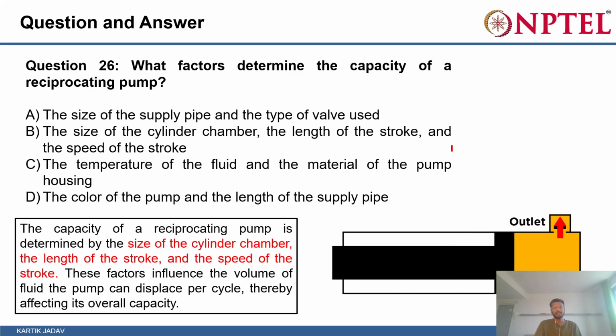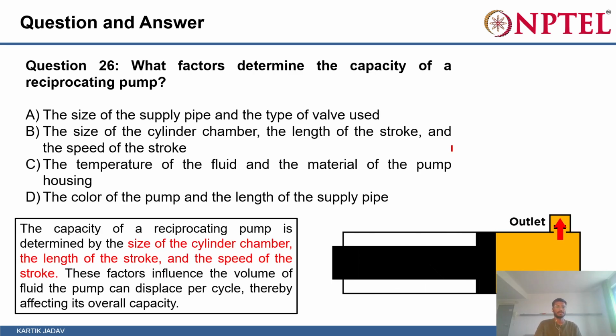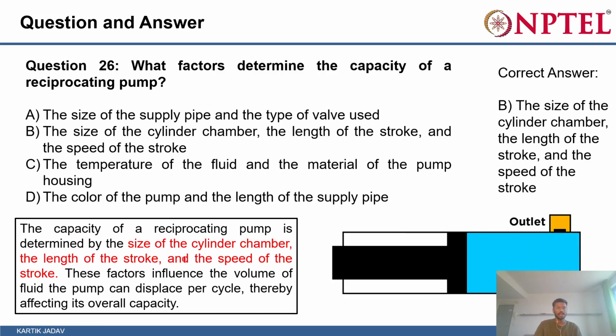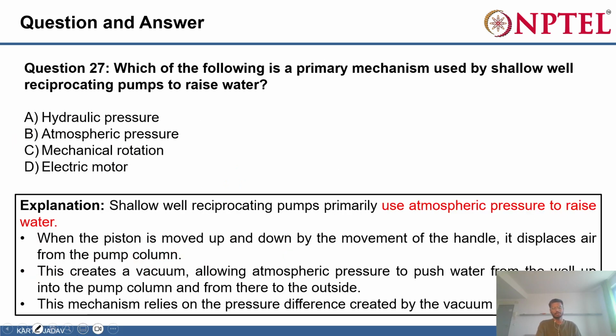Next question: what factors determine the capacity of a reciprocating pump? The capacity of a reciprocating pump is determined by the size of the cylinder chamber, length of stroke, and speed of the stroke. So the correct answer is option B. Size of cylinder chamber, length of stroke, and speed all determine the capacity of a reciprocating pump.